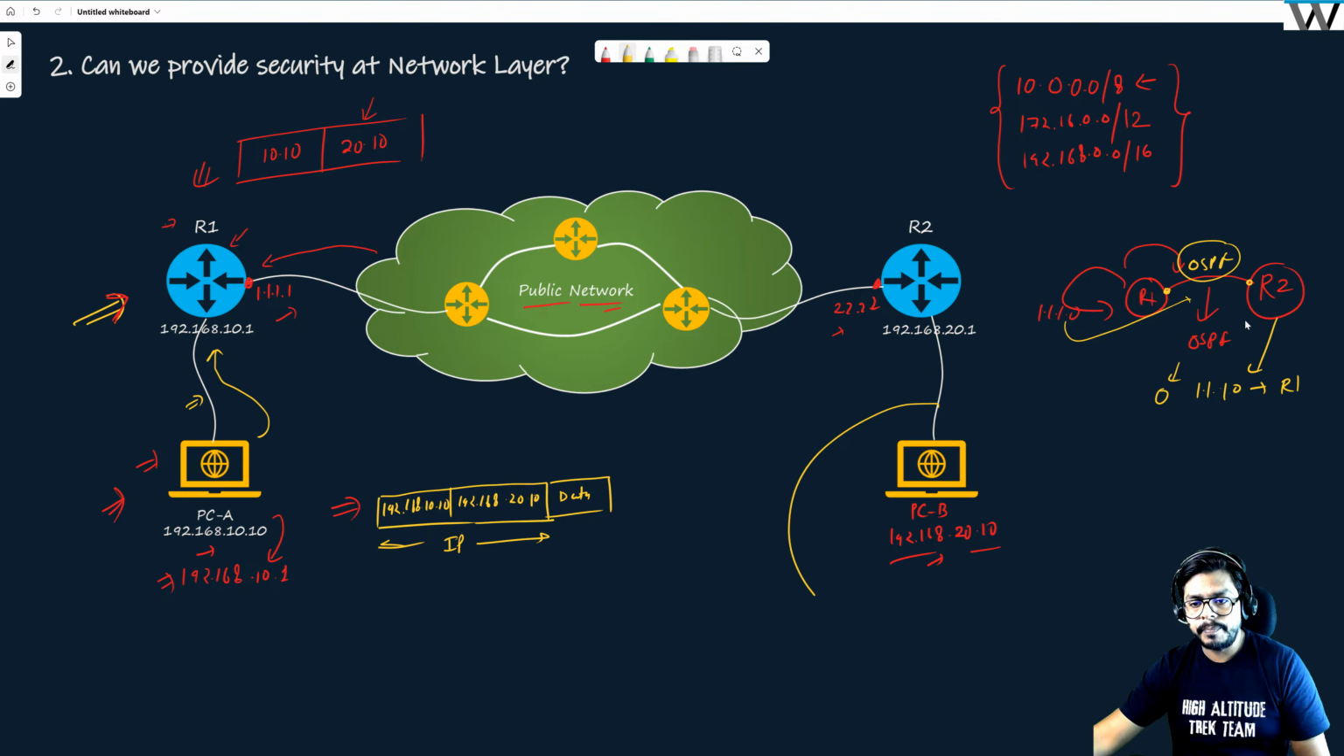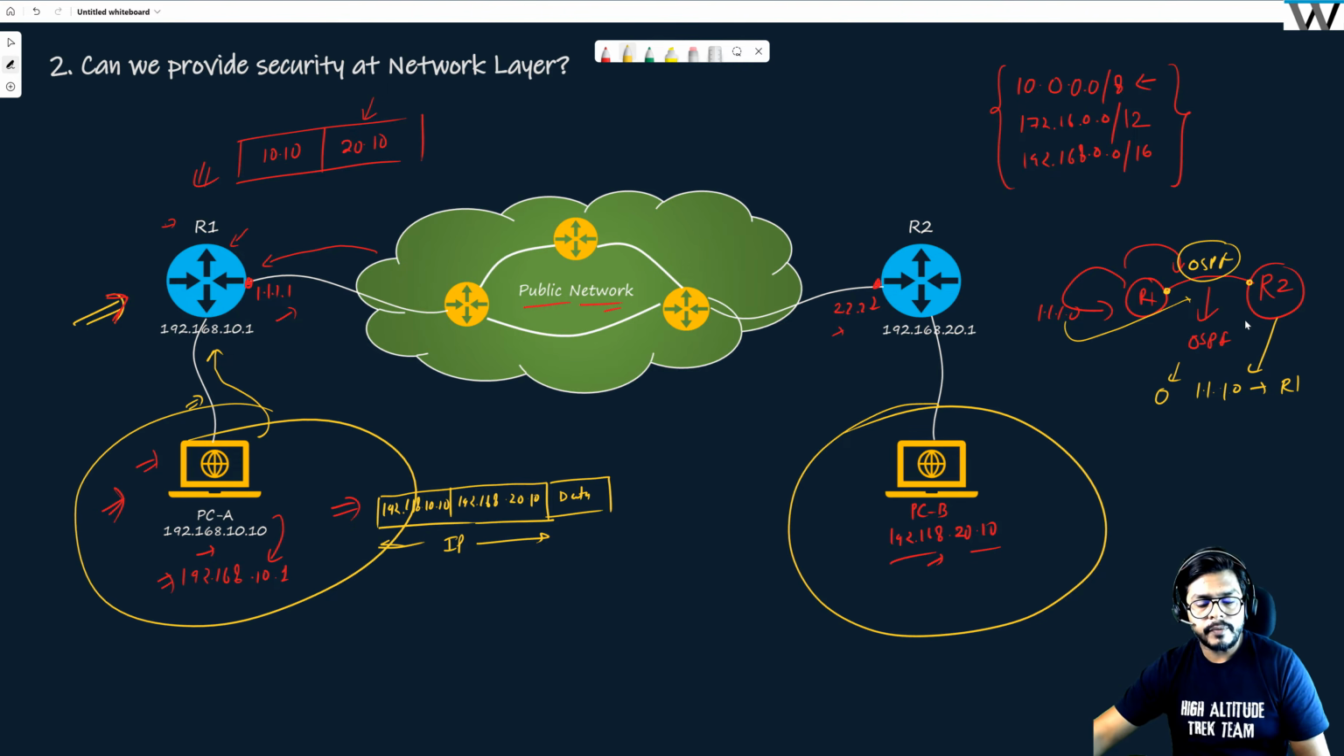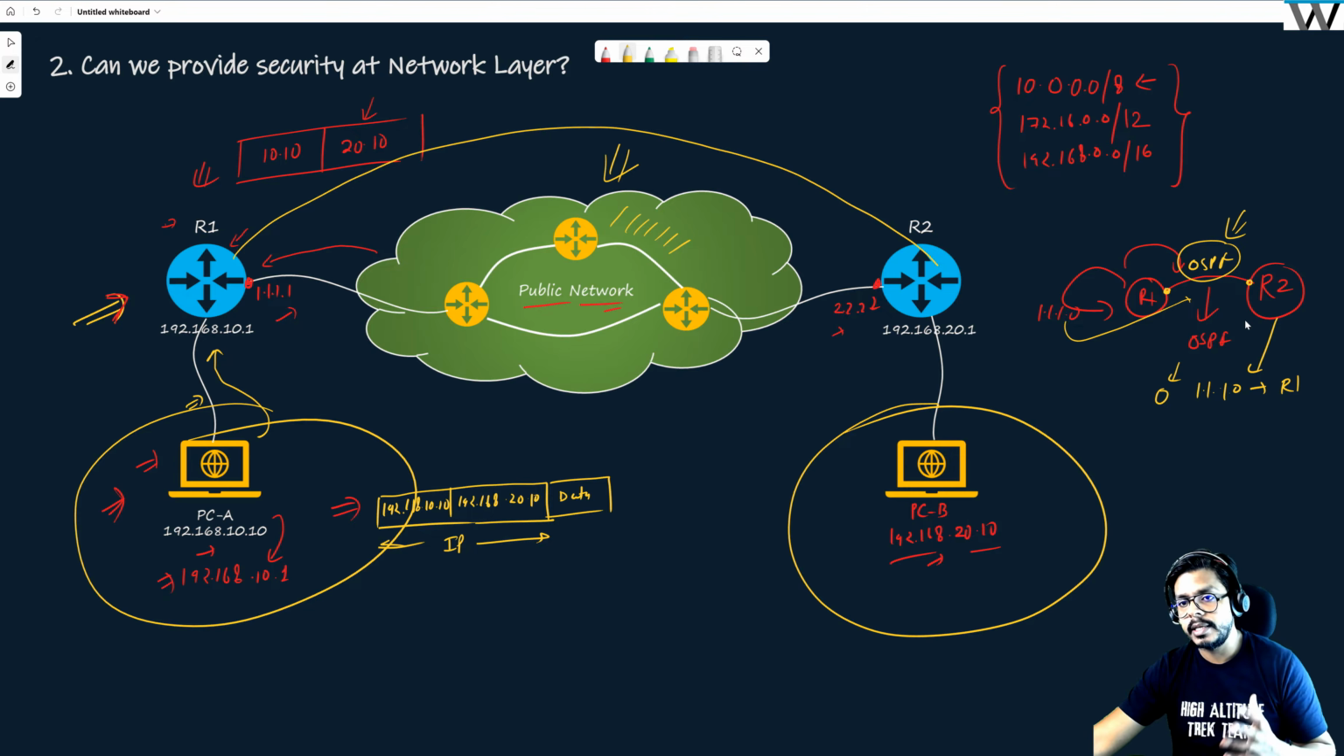I have private networks here, which are separated by a public network. And I cannot run OSPF between R1 and R2. The reason is there are so many routers in between, right? And the only condition for OSPF to run, you know, is that these two routers should be directly connected. Although maybe the distance between R1 and R2 is maybe 500 kilometers, I cannot get a cable of 500 kilometers and connect them, the Ethernet cable, right?